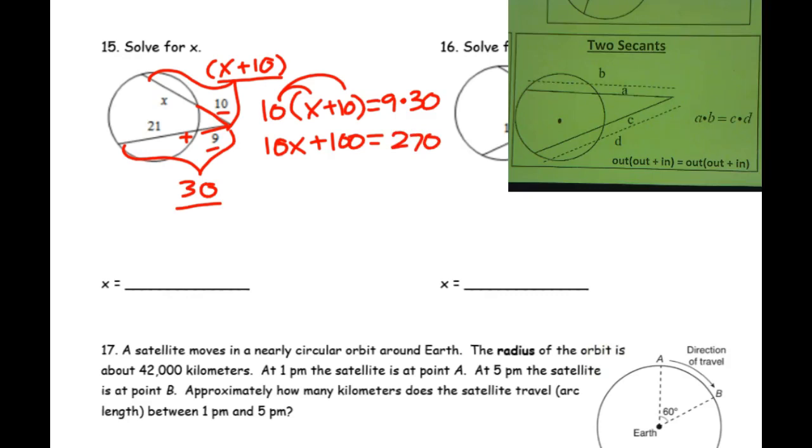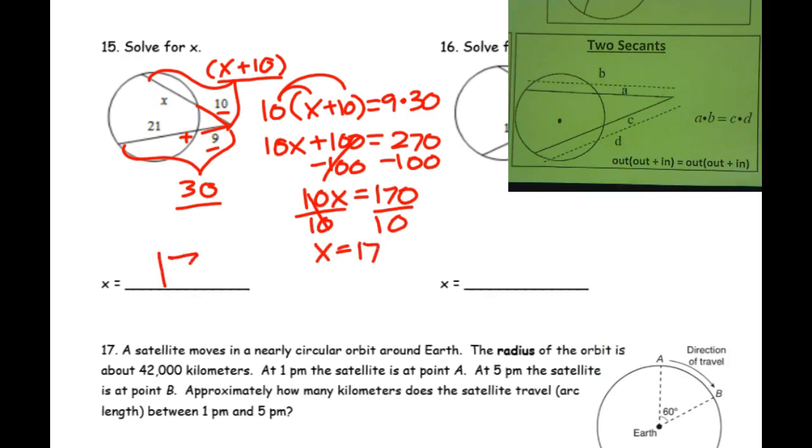Alright, let's solve this. Let's get rid of the loner, the constant, minus 100. So 10x equals 270 minus 100, which is 170. And then we get rid of the coefficient by dividing. So 170 divided by 10 is 17 units.